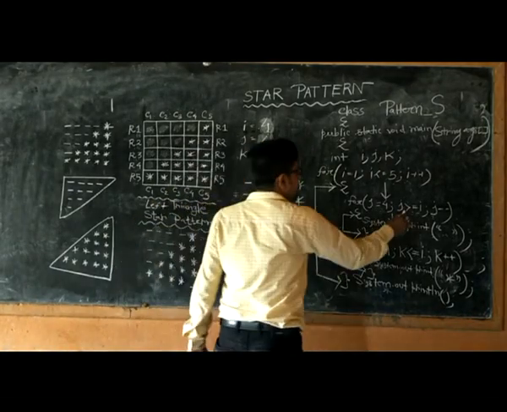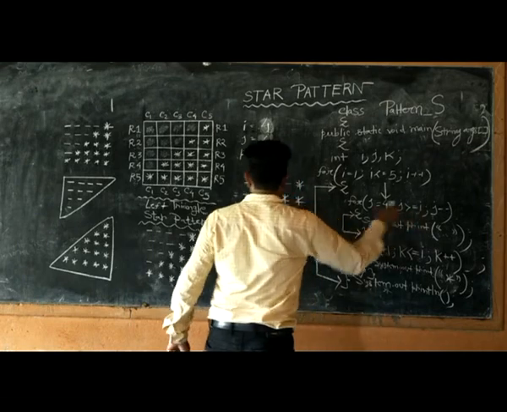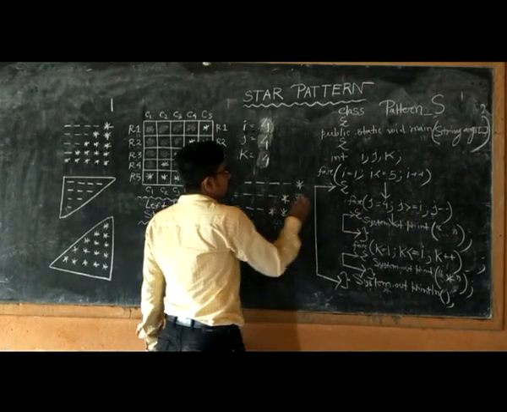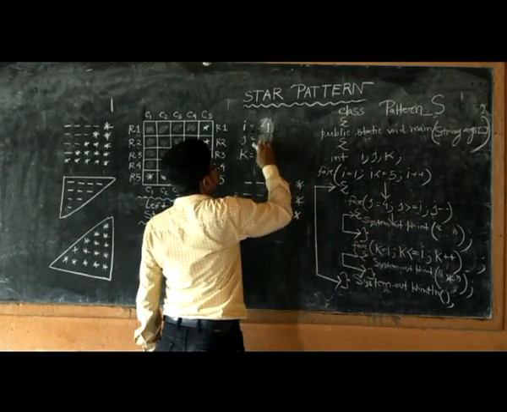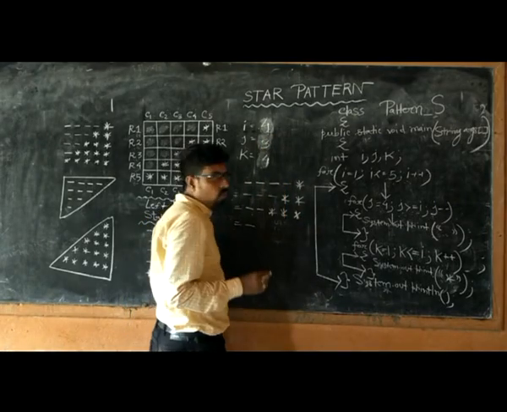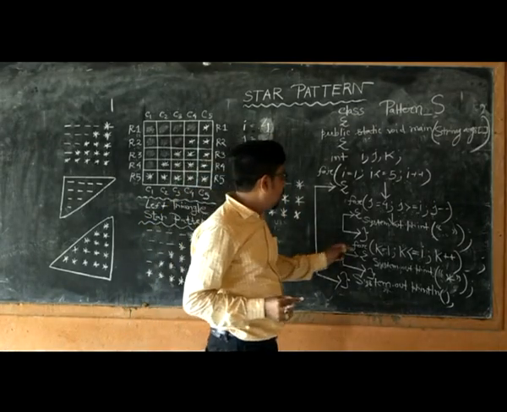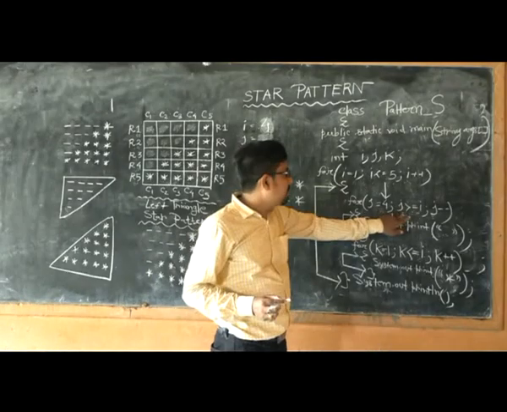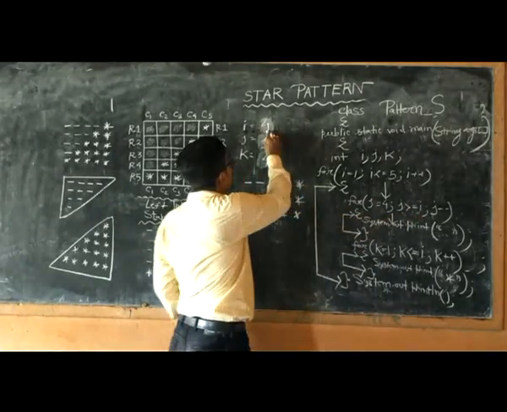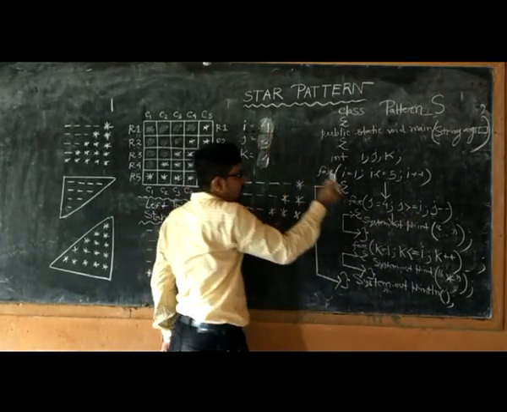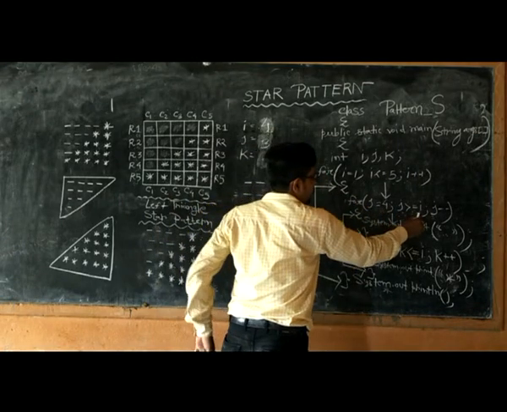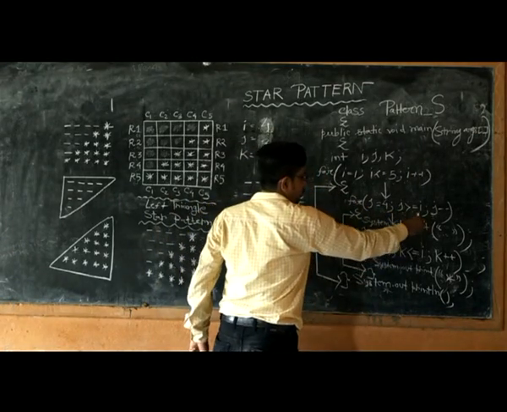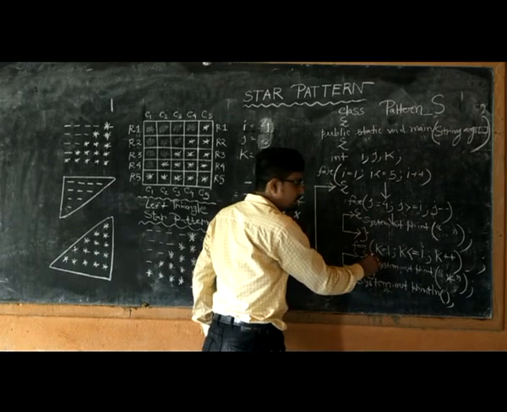So 4 greater than equal to 4. Condition correct. Print one space. J minus minus. J value is becoming 3. One number decreased. Now 3 greater than equal to 4. J value is now 3 and I value is now 4. 3 greater than equal to 4. Condition false. We will come to this section.